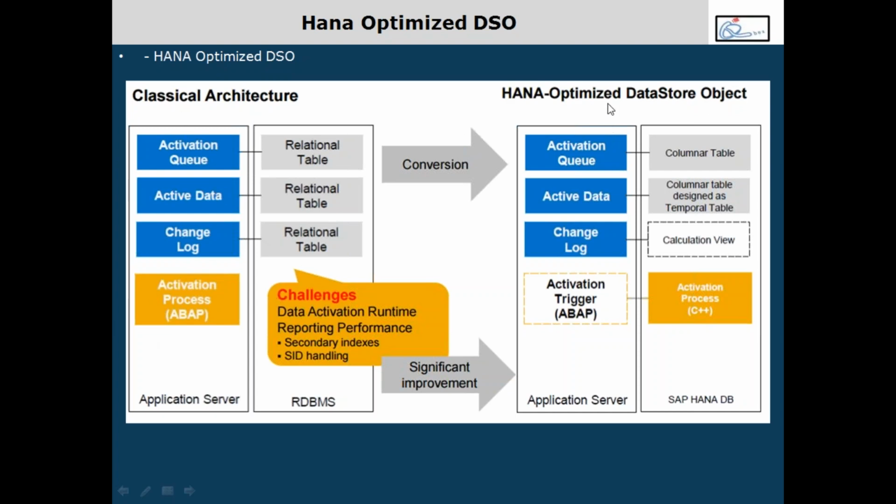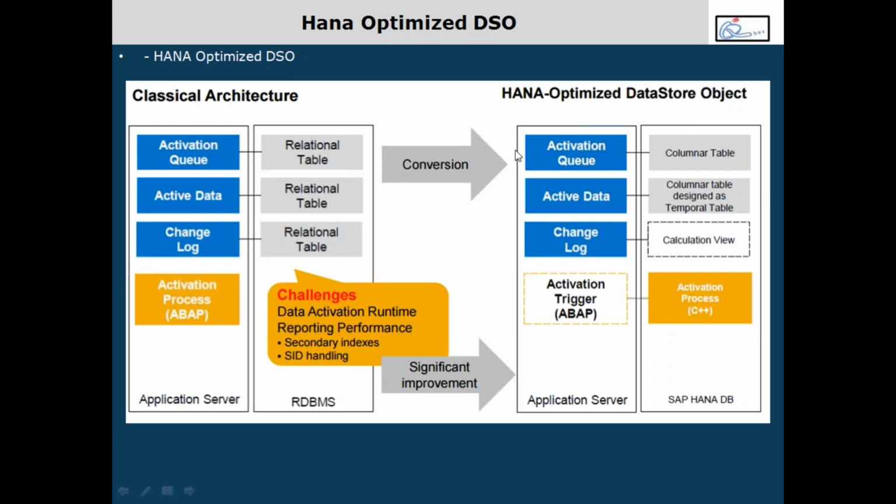Now they came out with the HANA optimized DSO with this concept. They said we'll have an activation queue. There would be only two physical tables: the new table and the active table. And they wanted to maintain the change log table as a calculation view. The activation is done in C++ as a stored procedure in the HANA database. The activation process is done in the HANA database. We still use this concept for DXC, in-memory DSO.